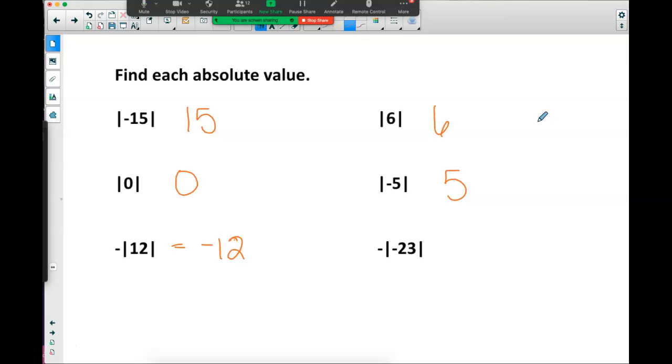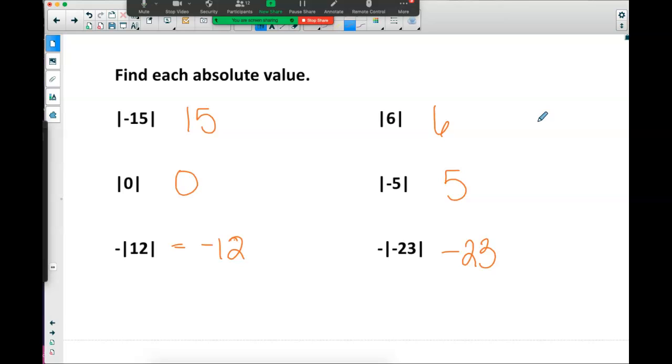So what do you think this last one's going to be? You were right, Kristen. Negative 23. Because the absolute value of negative 23 is 23, but it's the opposite of that, or the negative of that, so it's negative 23. So when there's a negative sign in front, your answer can be negative. But if it's in the absolute value signs, then your answer is positive.